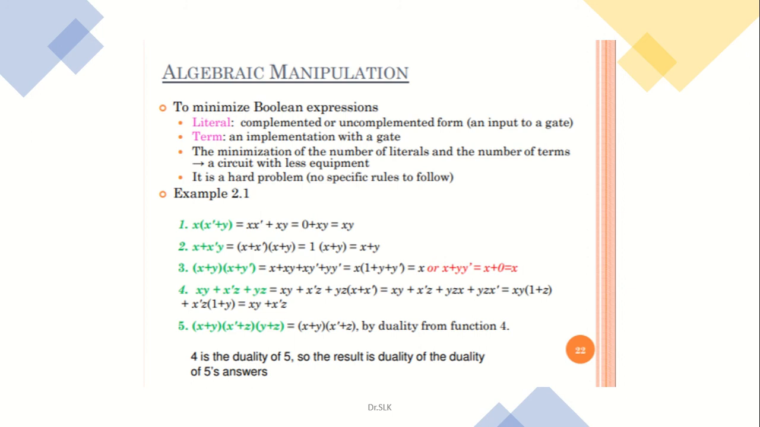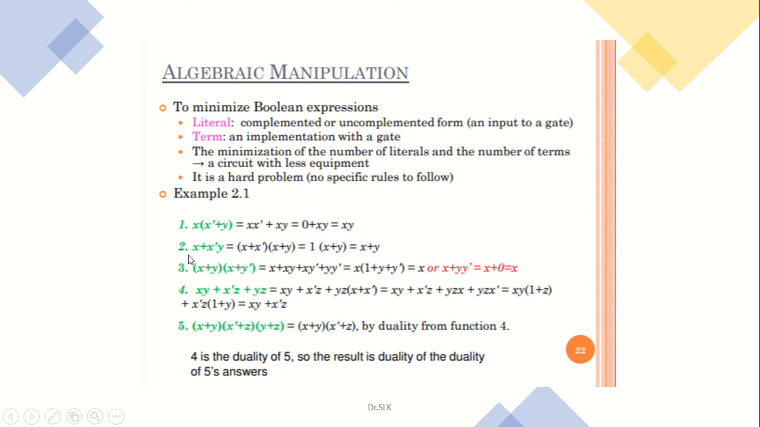And example 2.1 we can take as x + x'y, which, by using the earlier postulates, could be written as x + x'(x + y)... rather, x + x'y as x·x' + xy. So x·x', the multiplication of a term with its inverse, will give you the identity element 0, plus xy, which is equal to xy.